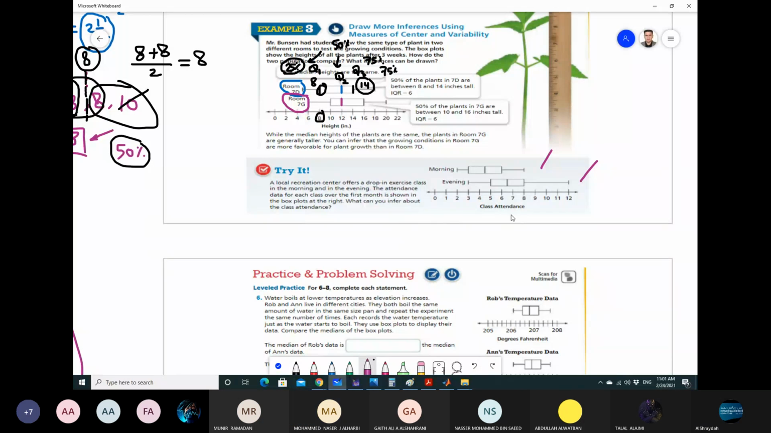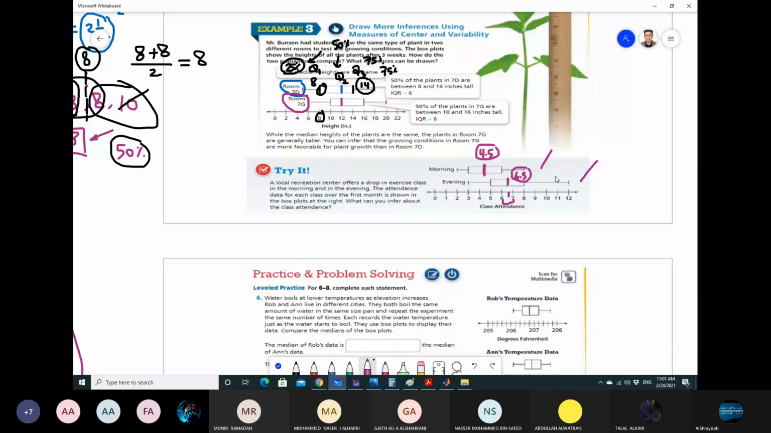What can you infer about the class attendance? Look here, the median here is what? 4.5. And the median here, what is it? Here the median is 6.5, in the middle of the distance between 6 and 7. So, what do you think? Do the students prefer to come in the evening or in the morning?